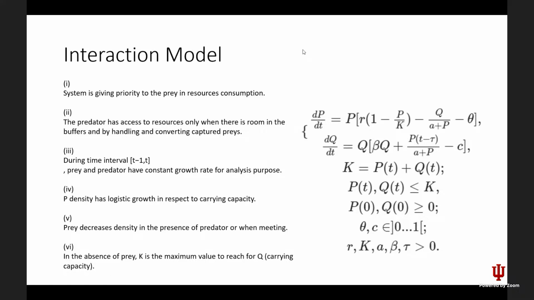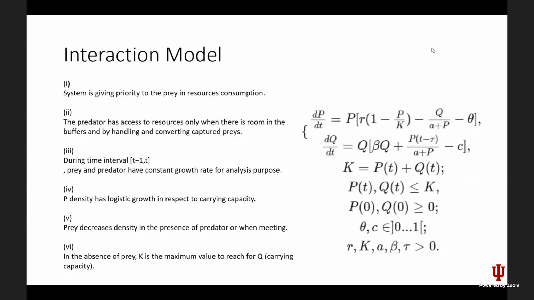Some more parameters: K, the carrying capacity, can only be equal to the sum of the prey population and the predator population, assuming that both the predator and prey populations are less than the carrying capacity. Also, the initial populations of predators and prey are greater than 0, and their growth factors and the conversion rate of the system are greater than 0.